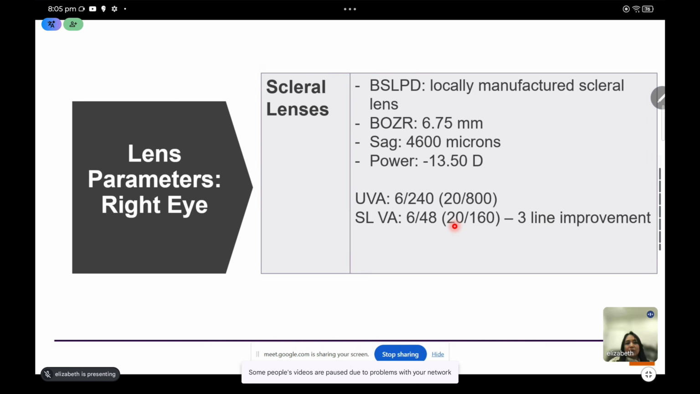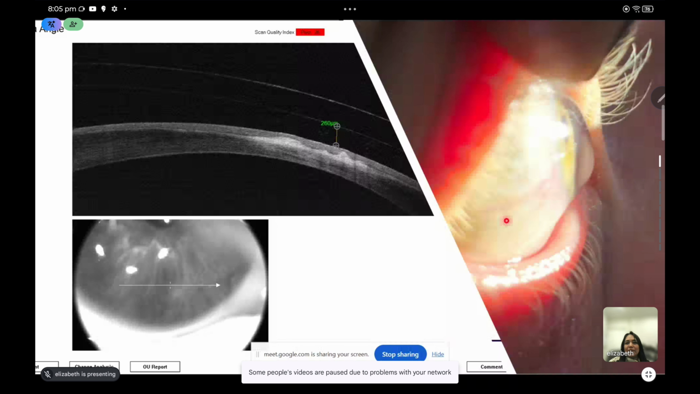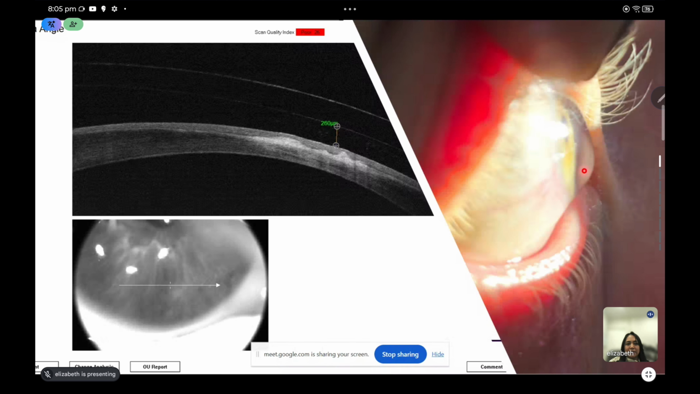The problem with this was the way the lens fitted. Like I said, his cone is quite inferior, and as we can see here in the OCT, there's some scarring. With the scleral lens that we put on, we got 260 microns clearance over this cone, which was sitting here at the bottom, which is fine because that's what we actually need. We need about 200 to 300 microns of clearance over the highest point of the cornea.